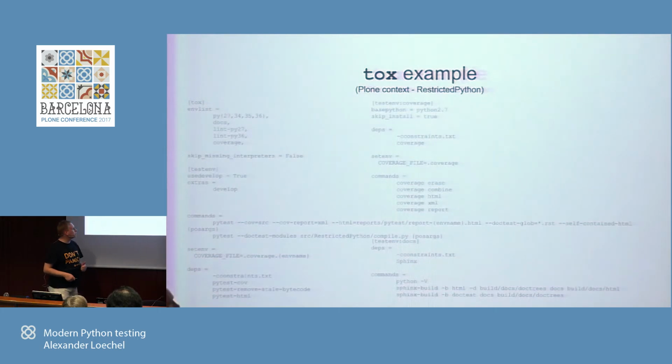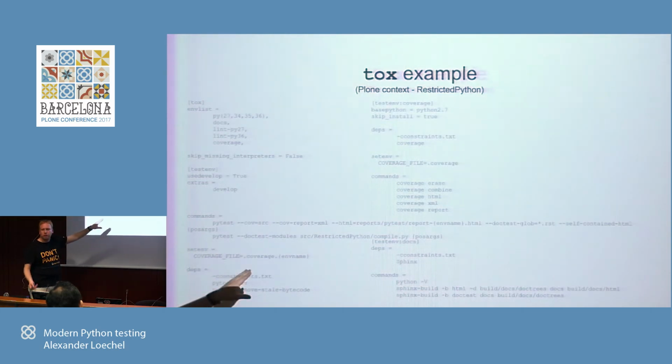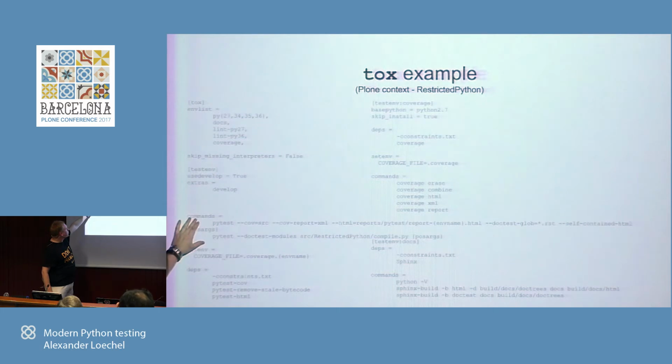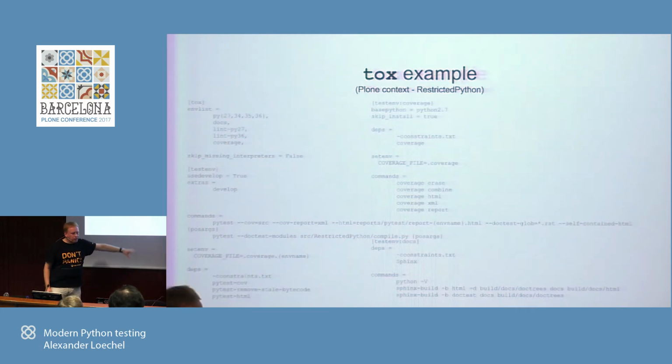And the Tox example can look like that. You define an environment list of tests that always should be run. You can skip missing interpreters, so that it doesn't fail when you don't have the interpreter. Then you can have a set of commands and everything. In detail, it is a configuration, like everything. You can do a lot with it.